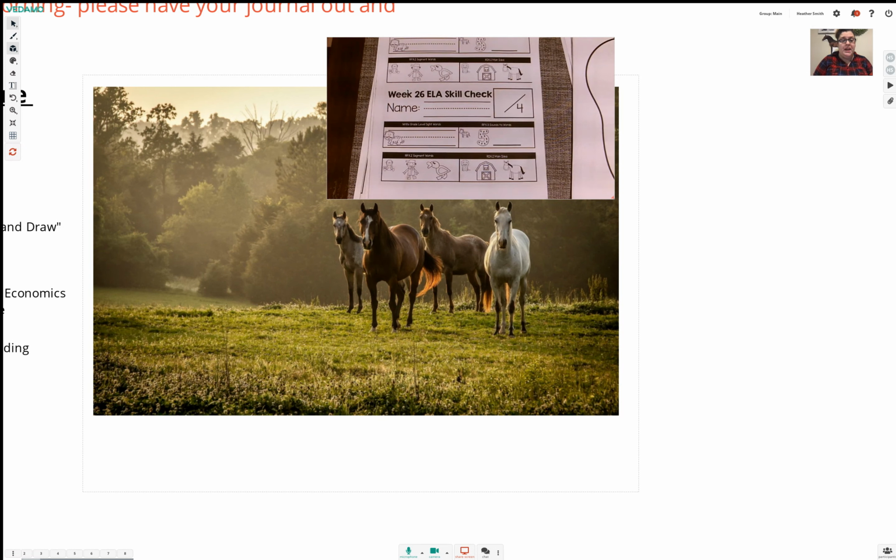Next to the monkey, please circle the following word. R-O-B-A. Please circle that word. And next to the lion, please circle the picture that shows the main idea of our stories this week.